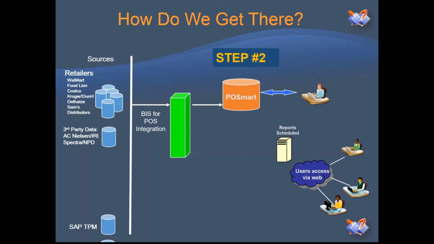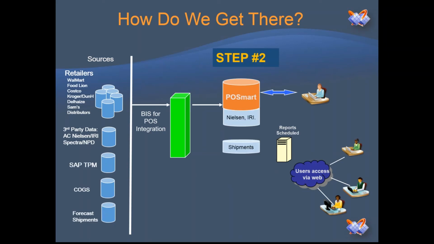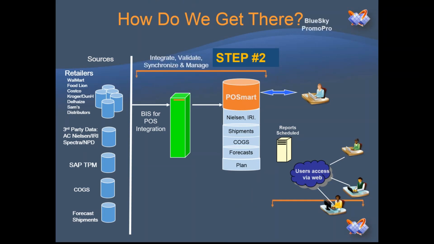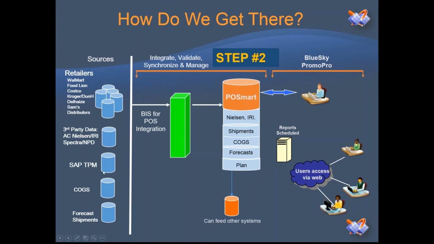Step two then is now we start integrating the other data sources necessary for trade, which include TPM solutions like SAP or Demantra, wherever your plan data is. We include your cost of goods sold, and we include your forecast and your shipments. We also align that information and pull that into the smart solution architecture, which then becomes TradeSmart with all of the trade data in it. End users are then able to query that data as well.